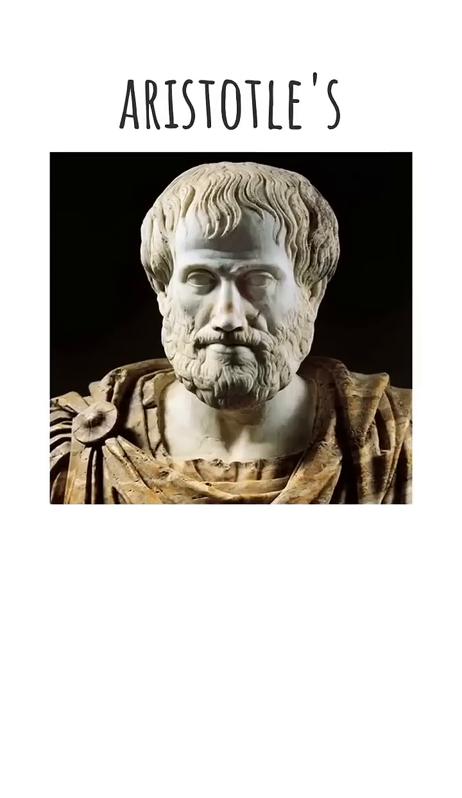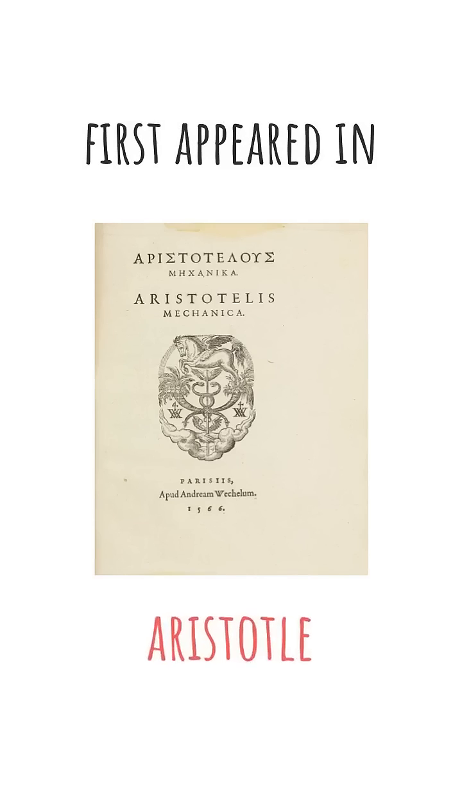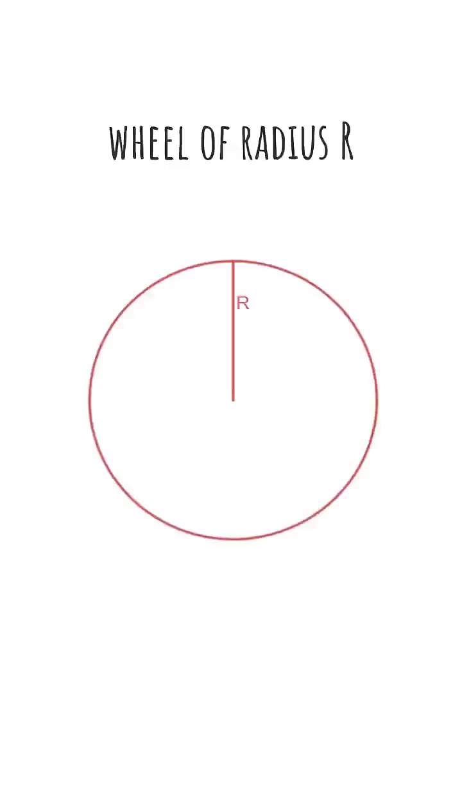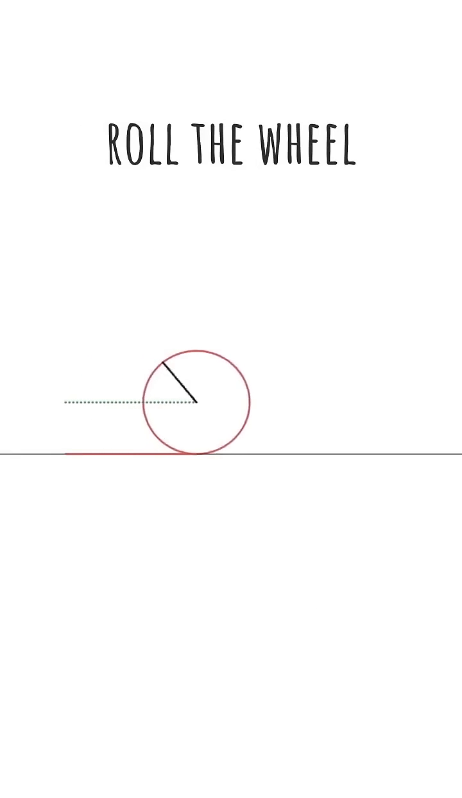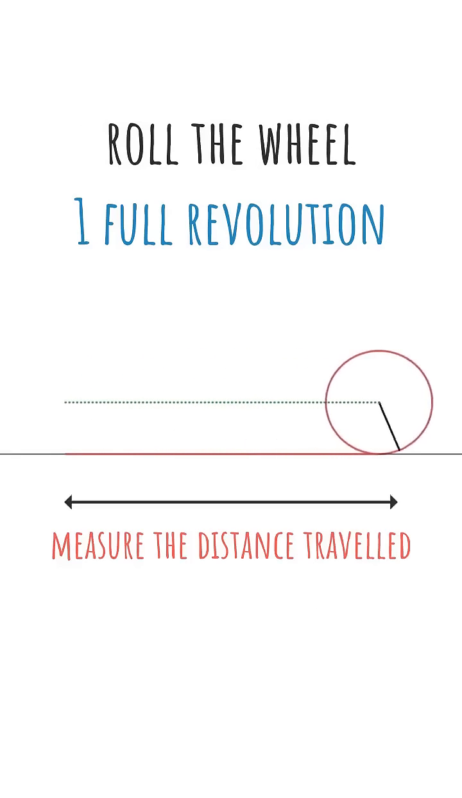Do you know about Aristotle's wheel paradox? The paradox first appeared in the Greek work Mechanica, attributed to Aristotle. If you have a wheel of radius r, and want to know its circumference, you can just roll the wheel for one full revolution, and measure the distance traveled.